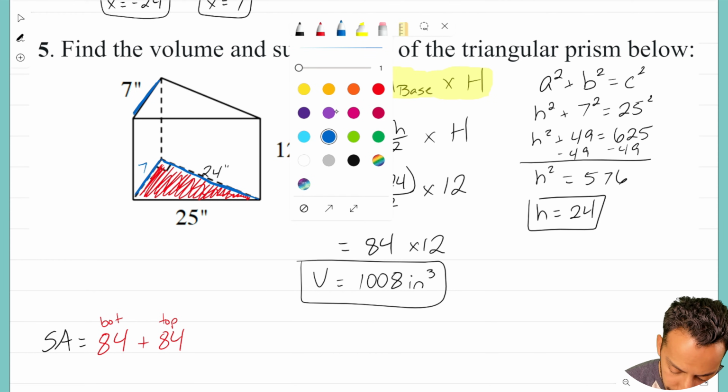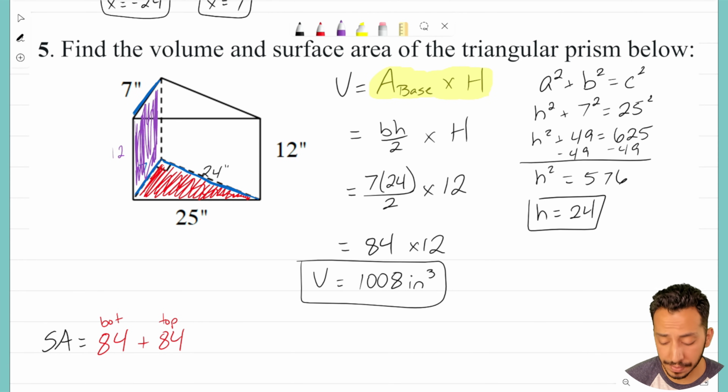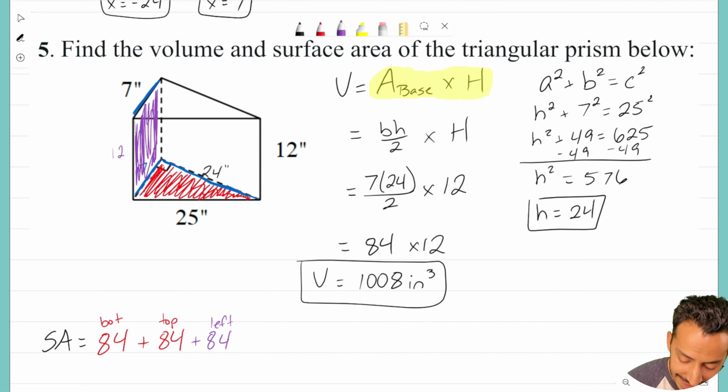Now, here's what I'm going to do. Let me pick a different color so we can see it. I'll pick purple. I need to now find the area of this rectangle that's on the side there. You see that? I'm interested in that rectangle there. Well, that is a rectangle, and a rectangle is just base times height. That's going to be 7 times, this length here is a 12. So 7 times 12 is, what do you know, another 84. It's not always going to work out that way. But that is the left side.